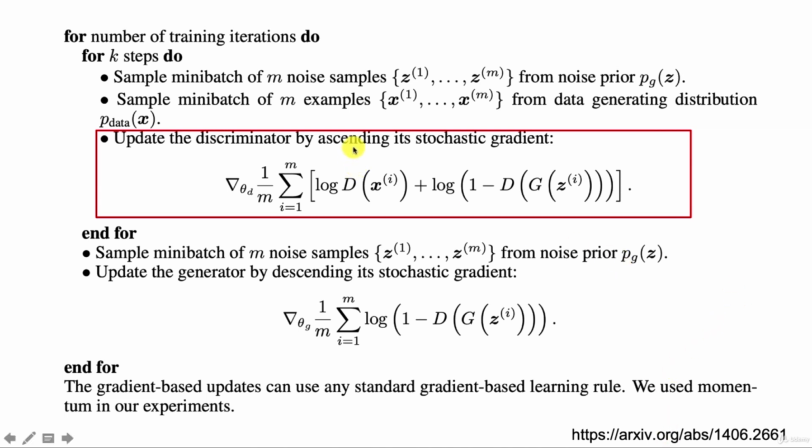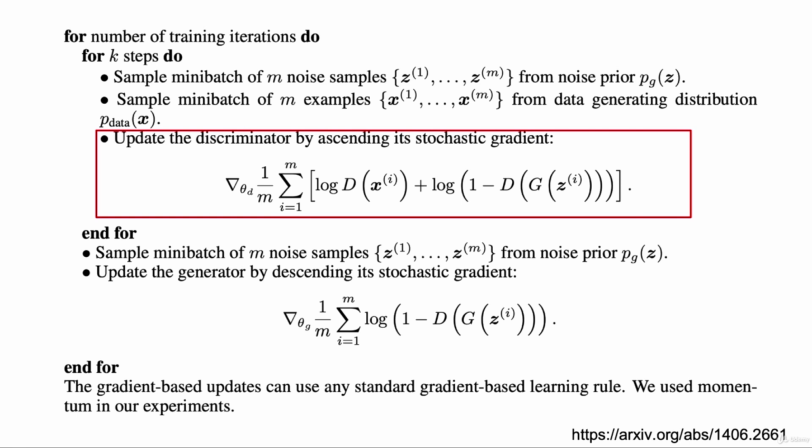Note that now here is the word "ascending" in the algorithm. It means that in order to use gradient descent, we should put a minus here. Anyway, let's look at what is happening here. This is a real object, and D of x is the probability of x to be real.